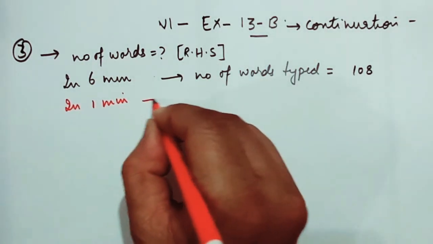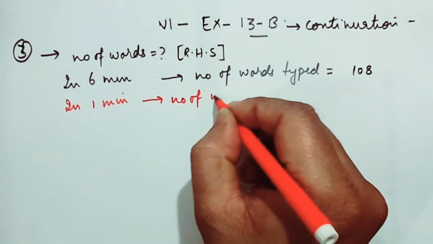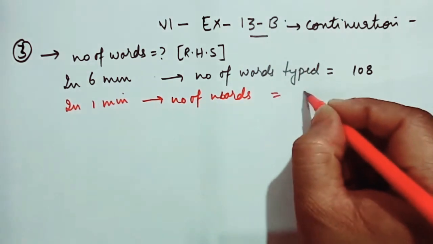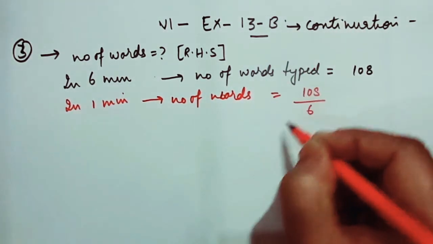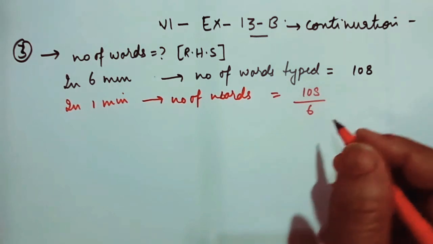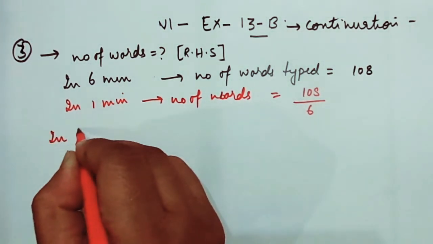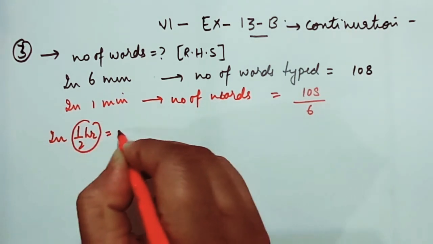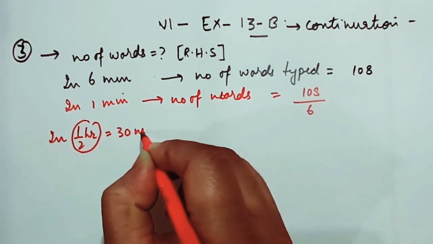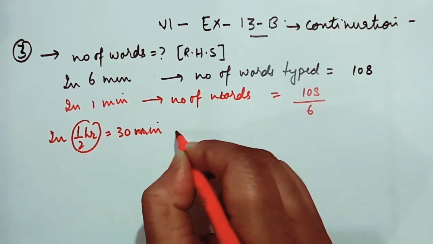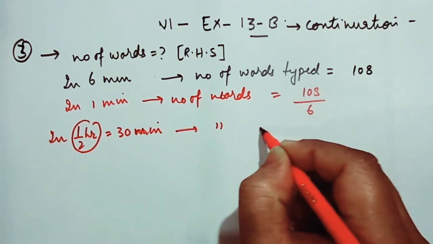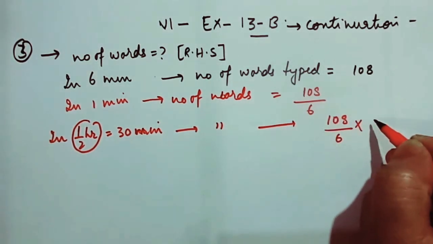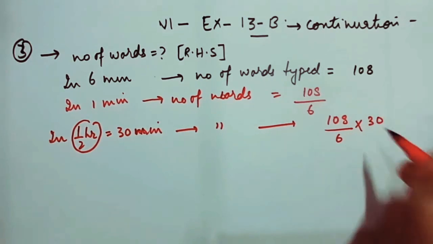In 1 minute, the number of words will be 108 by 6. So in half hour, which means in 30 minutes, the number of words typed will be equal to 108 by 6 times 30.